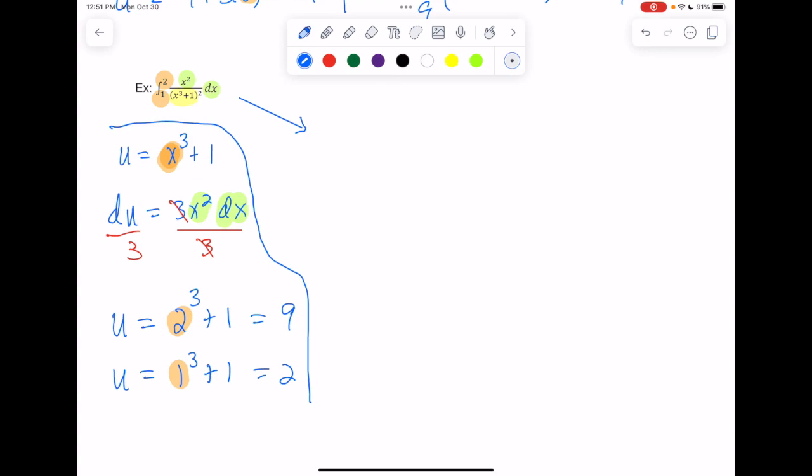So let's rewrite it. We have the integral now from 2 to 9. On the bottom, we have u squared. And then the top and the dx is the x squared dx in green. Looking down here, the x squared dx is du over 3. So I'll put the du here. I'll put the over 3 out front. I ended up with nothing in my numerator, so I'll put a 1.